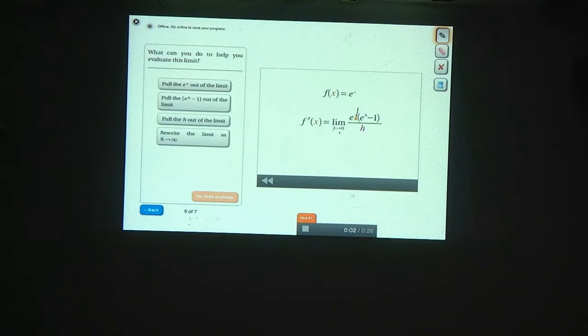Notice that we're taking a limit as h gets close to 0. As h gets closer and closer to 0, this term here certainly changes, and so does this one. But what about this one? Well, there's no h in it, so as h gets closer and closer to 0, e to the x doesn't change. It's basically a constant. What can you do when you have a limit of a constant times something that varies?